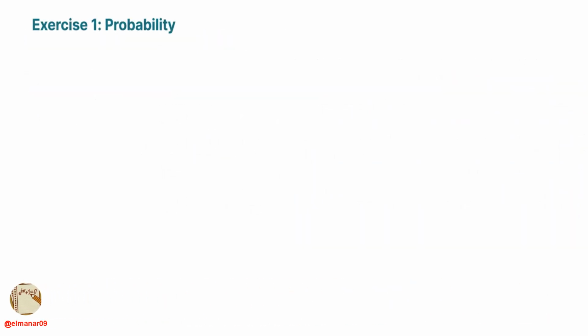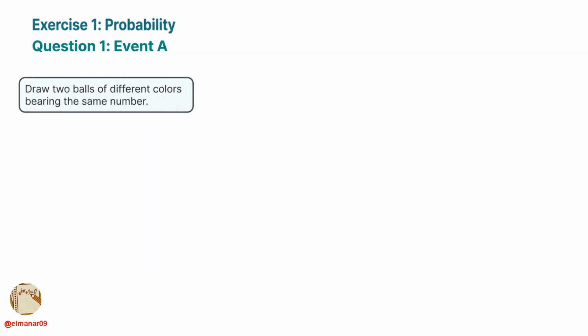We are going to dive into exercise 1, and more specifically, the first question regarding event A. The goal here is very precise. We need to draw 2 balls that meet 2 simultaneous criteria. First criterion, they must be different colors. Second criterion, they must have the same number. It's like looking for twins dressed in different colors. You see the idea? Let's take a close look at the diagram in the upper right.